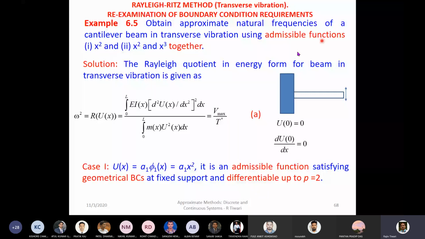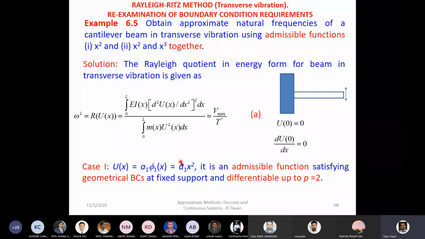And the second case, we will take x square and x cube together. Two terms we will take. When we are taking two terms, we'll see how we are able to get the two natural frequencies. So case one, only a single term we are taking. Once we take a single term, this is the same as the Rayleigh's quotient energy form. When we take two terms, then the Rayleigh-Ritz method comes, in which we minimize with respect to the coefficients A1, A2 and so on.